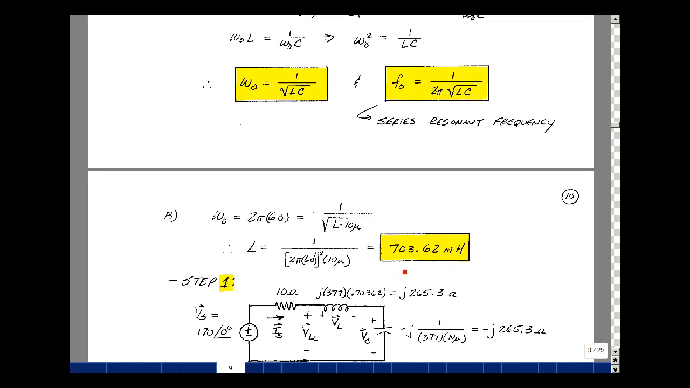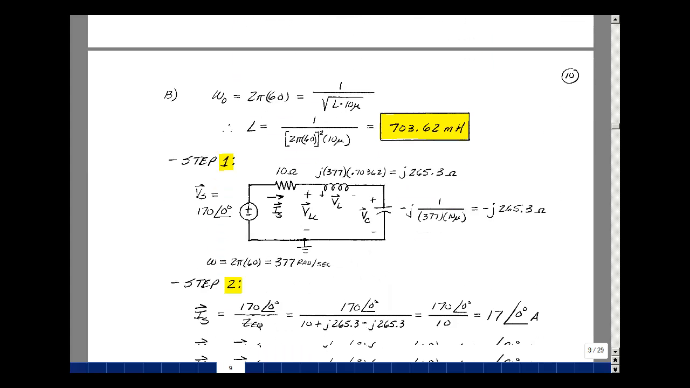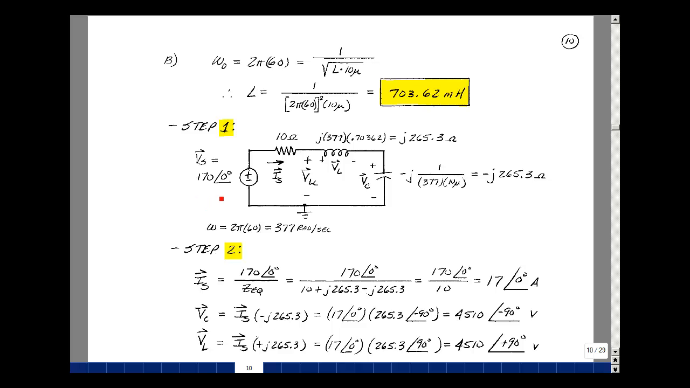This is not a standard value, but suppose I could get exactly that value. There are variable inductors, and we could actually tune it to that value. So let's do our three-step algorithm. Our source then is 170 at angle 0, 10 ohm resistance, and then j omega L, and 377 is 60 times 2 pi, times our 0.70362, and that gives me j 265.3. Now the impedance of the capacitor is minus j over omega C, that was 377 and 10 microfarads. That turns out to be minus j 265.3.